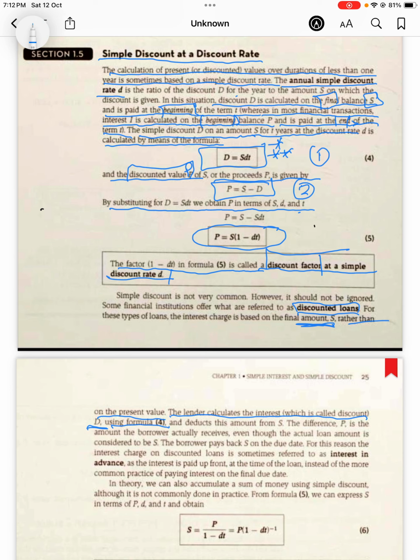using formula 4, which is D equals S d t, and deducts this amount from S. The difference B is the amount the borrower actually receives, even though the actual loan amount is considered to be S. The borrower pays back S on the due date.